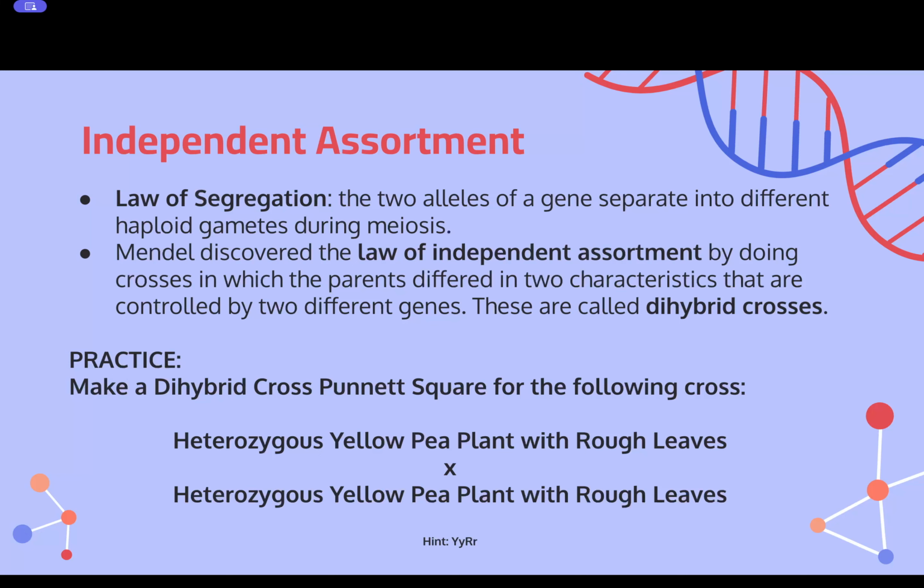So when parents differed in two different characteristics controlled by two different genes, and those are crossed together, that is Mendel's dihybrid crosses. So for practice, if you guys remember what dihybrid crosses are, if you don't, worry about it, I will explain it after this. But if you remember what a dihybrid cross Punnett square looks like, try to do this particular arrangement and put it in chat so I can check.